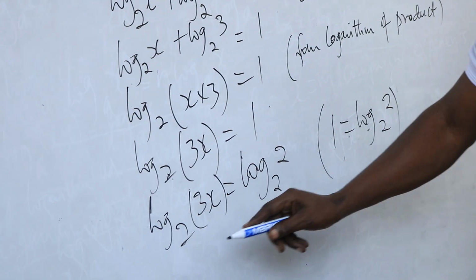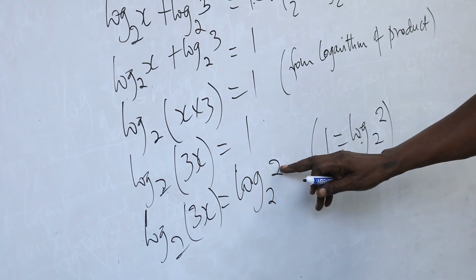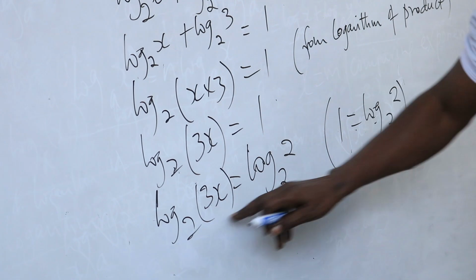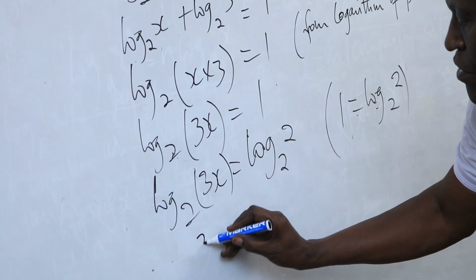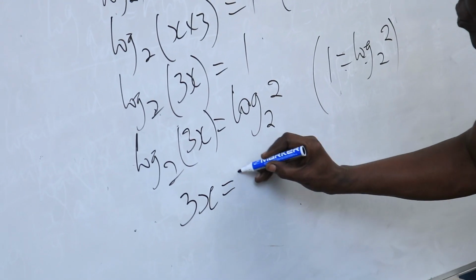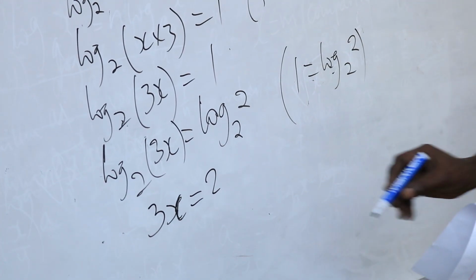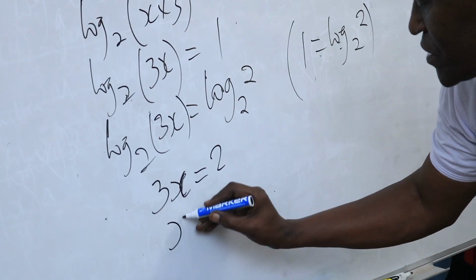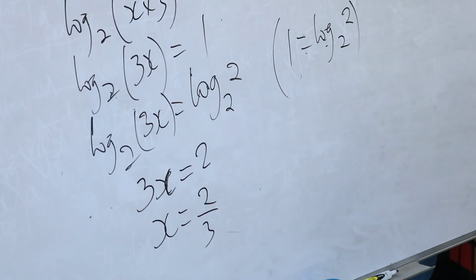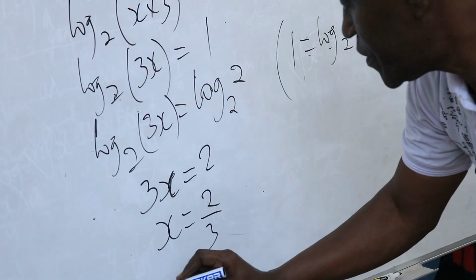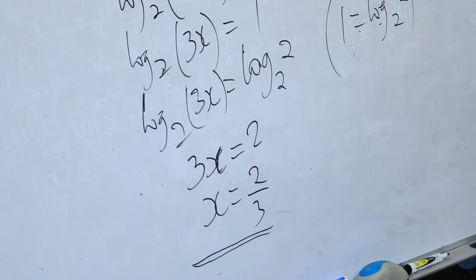Now, if you look at this equation here, we have log 3x and log 2. Both of them are under base 2. Therefore, this equation becomes true if and only if 3x is equal to 2, meaning that x should be equal to 2 over 3. That is our solution.